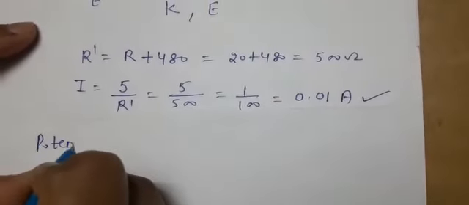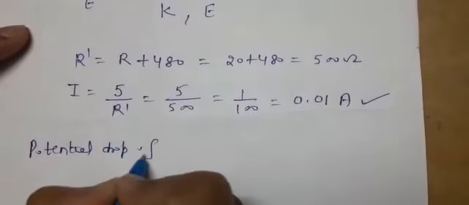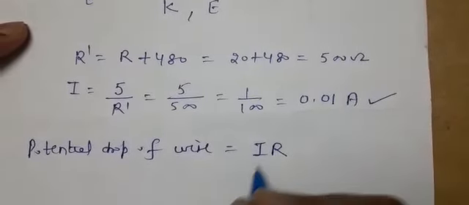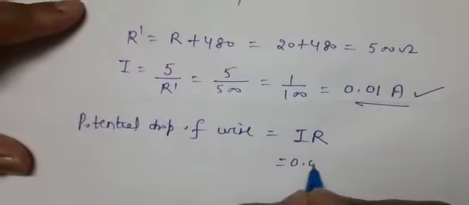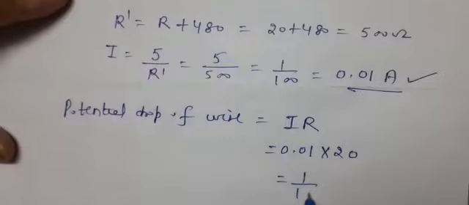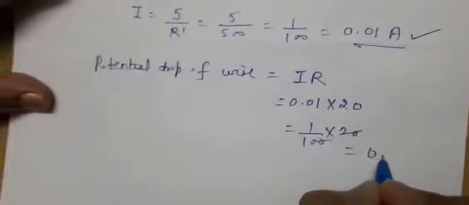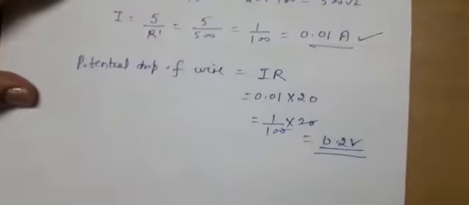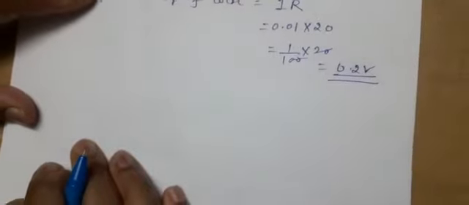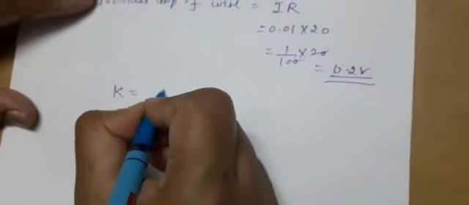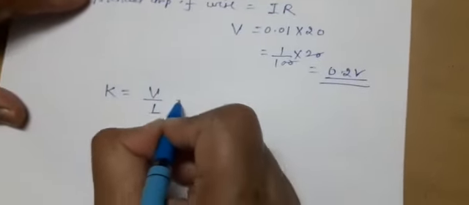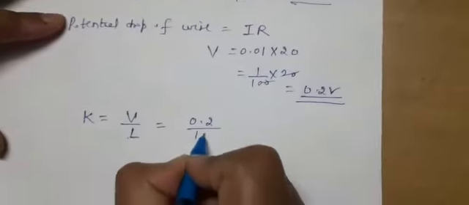So the potential drop of the potentiometer wire will be I into the resistance of the potentiometer wire. The current we have calculated, this is 0.01, into resistance 20. So it will come out to be 1 upon 100 into 20, so it is 0.2 volt. The potential drop of the wire is 0.2 volt. Now the first point which was unknown to us, that is the potential gradient, will be the potential drop divided by the length of the wire, as the total length of the wire is 10 meter. So 0.2 upon 10 meter.